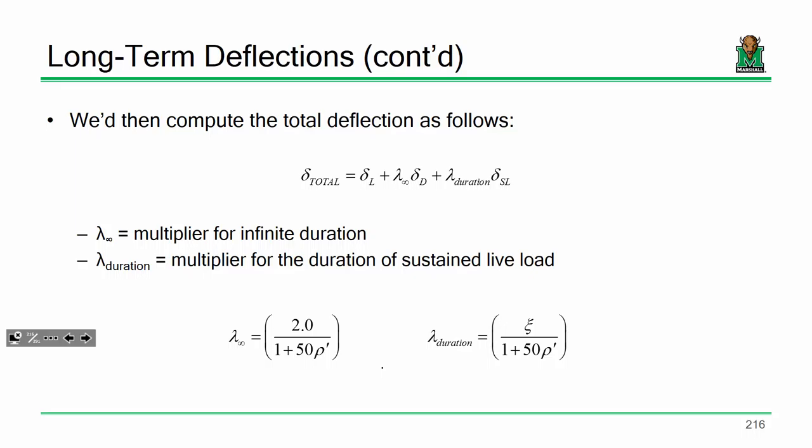So total deflection altogether, absolute total deflection, is our immediate live load deflection, plus dead load deflection adjusted for long-term effects, and then sustained live load deflection adjusted for time effects. We use an infinite duration factor for dead loads because dead loads don't go anywhere. They're always there. Live loads are the only ones that are transient, so our duration may change. So, sound good?